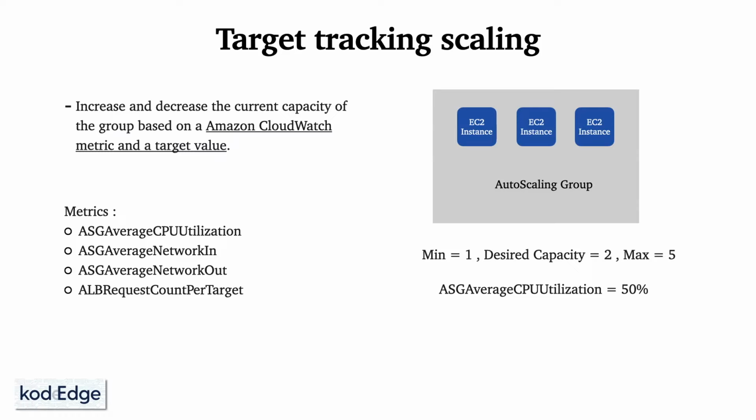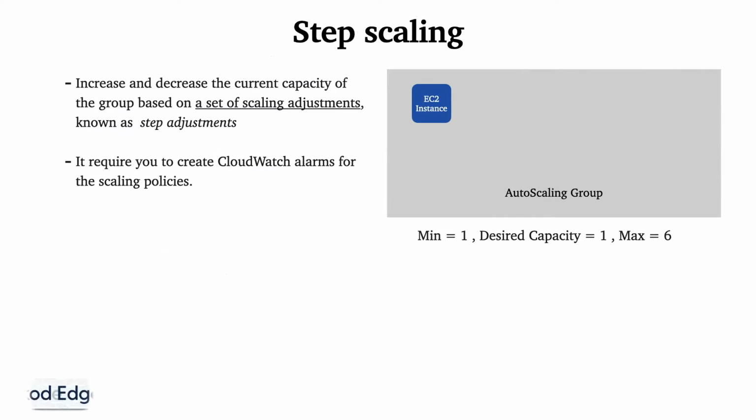Now next, understand the step scaling policy. So what is step scaling policy? It increases and decreases the current capacity of the group based on a set of scaling adjustments, which is also known as step adjustments. So it requires you to create a CloudWatch alarm for the scaling policy. Okay. Now understand what is a set of scaling adjustments.